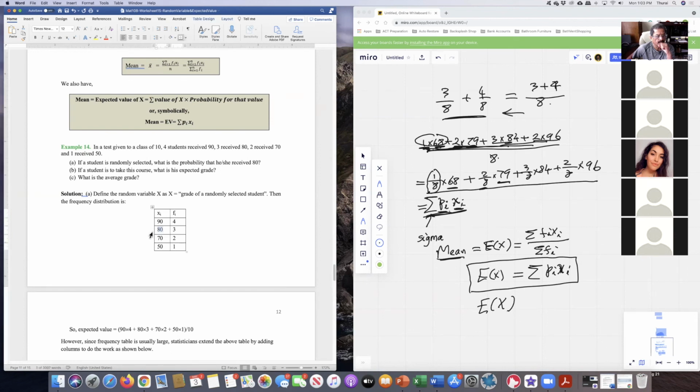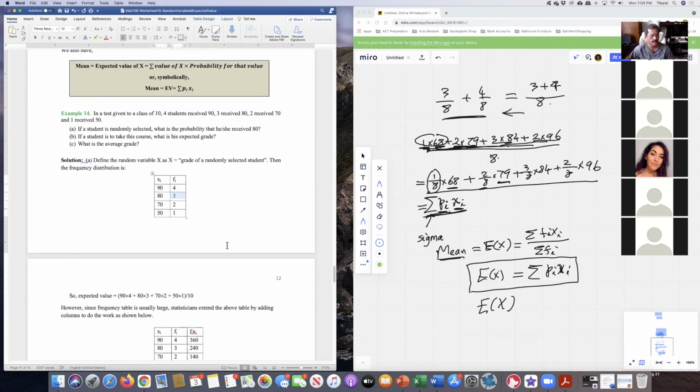Three out of 10. 3 over 10. There are 10 students and 3 students received 80, so 3 over 10. Second question, if a student is to take this course, what is the expected grade? Anybody?